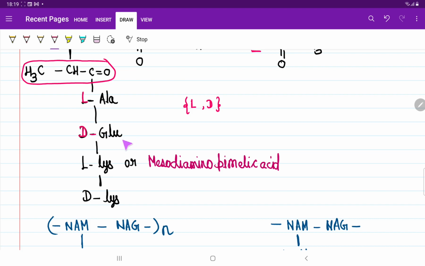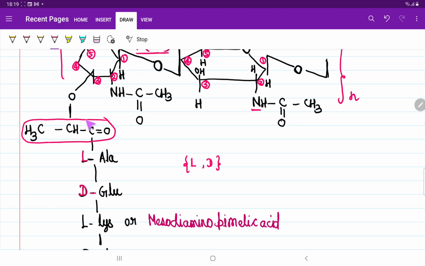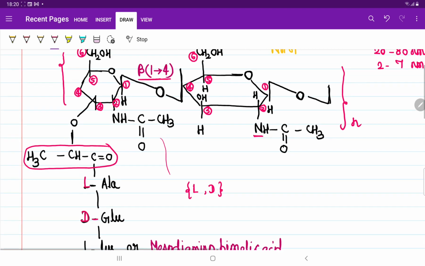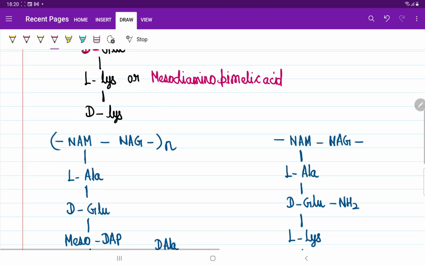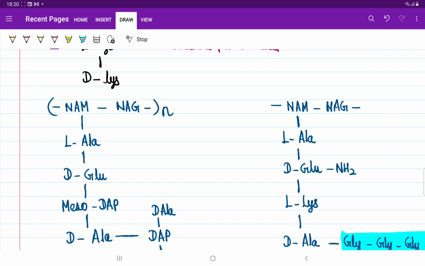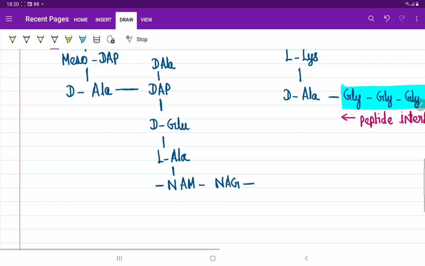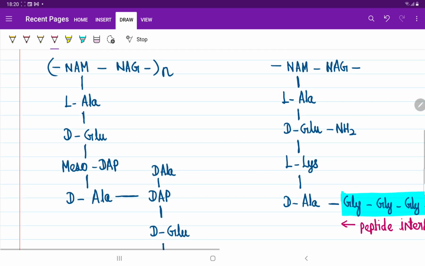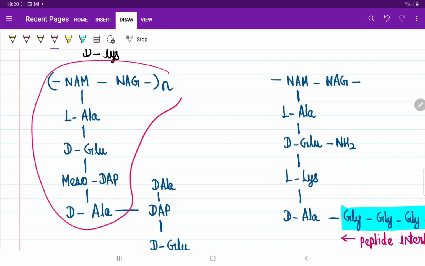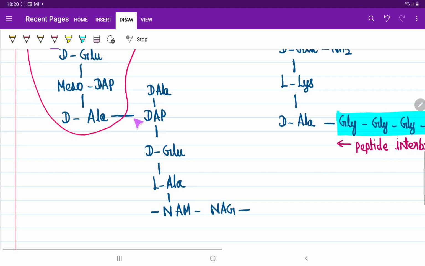L-alanine, D-glutamic acid, then L-lysine, and then D-alanine. Sometimes at the L-lysine at the third position, meso-diaminopimelic acid is also possible. So this is one tetrapeptide, connected with the carboxyl group of the lactic acid present in the N-acetyl muramic acid. Then this tetrapeptide, side by side, is linking with another tetrapeptide. I told you that a crisscross arrangement is present. So this is one N-acetyl glucosamine, N-acetyl muramic acid and tetrapeptide, and it is linked side by side, crisscross, with another tetrapeptide, which is linked to N-acetyl glucosamine and N-acetyl muramic acid.